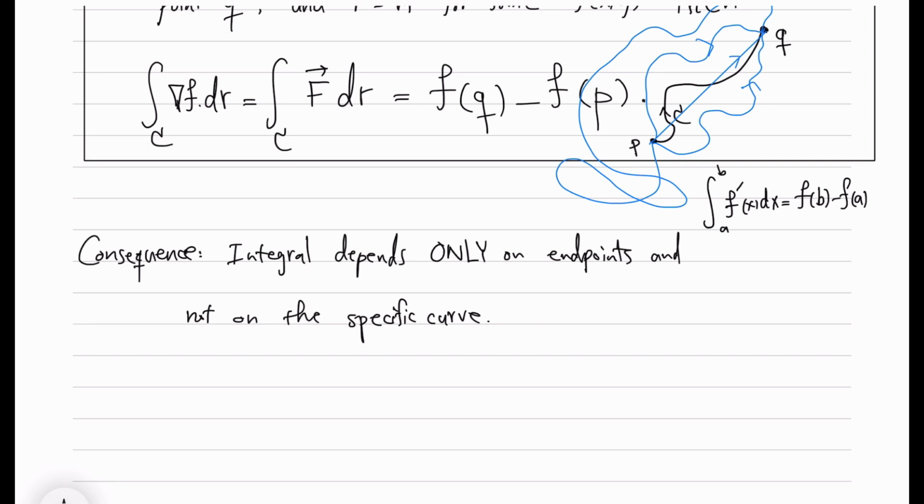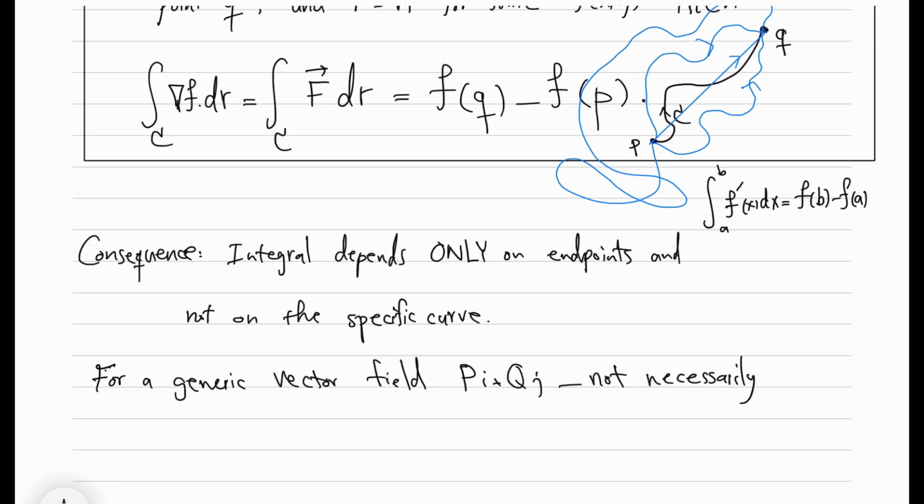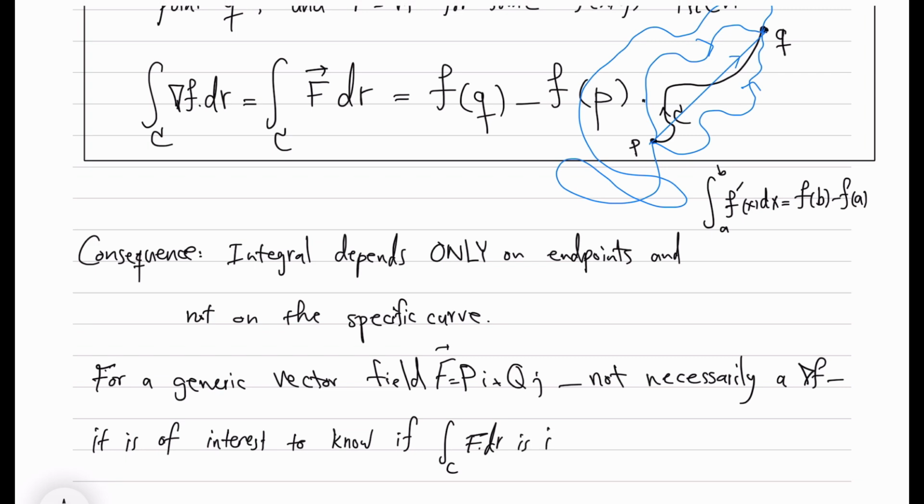And this property is singled out. So for a generic vector field, Pi plus Qj, not necessarily of gradient type, it is of interest to know if the integral of that F, so let's call this big F, dot dr, is independent of path.